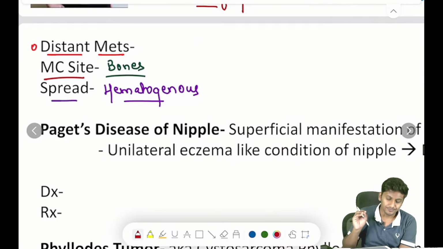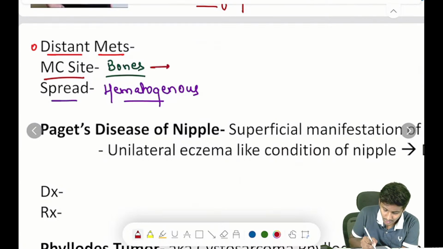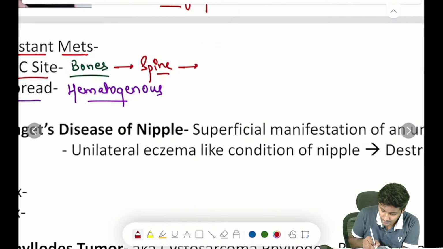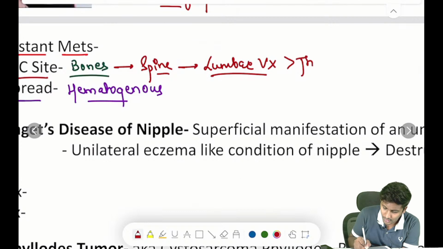Now important is which are the most common bones involved. You have to remember in the bones, the most common bone involved is nothing but the spine, the vertebra. In the spine, which is the most common vertebra involved? The most common vertebrae involved are the lumbar vertebrae followed by the thoracic vertebrae.